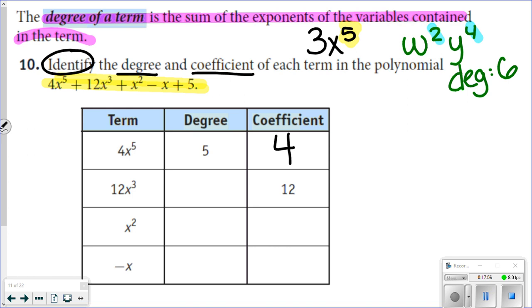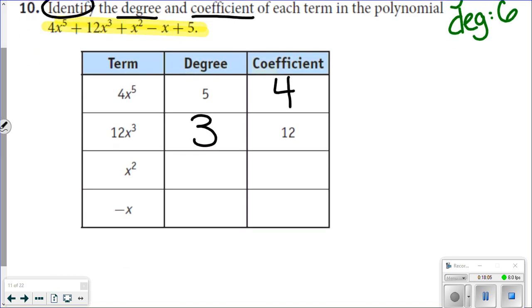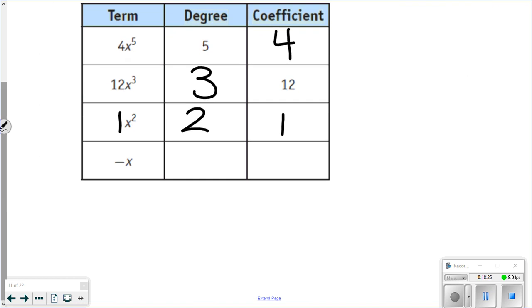The next one, my degree is the exponent, so it would be 3. X squared, my exponent is 2, so my degree is 2. And what's the number out in front? If it's not there, we assume it's 1. This last one here, remember if we don't have an exponent, we assume it's 1, so my degree is 1. And the number out in front is -1. So this is called the degree of a term.